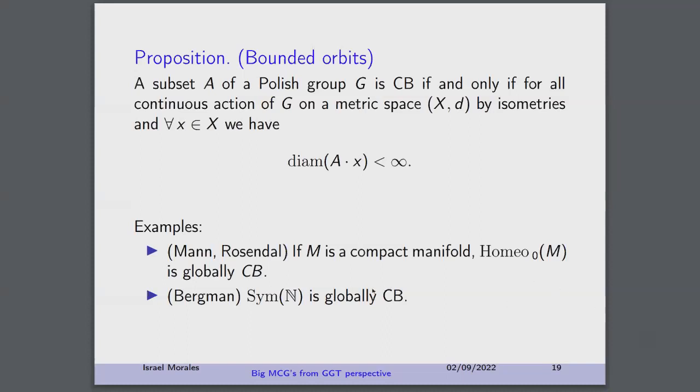This result becomes relevant after we know that there are groups of automorphisms that are globally CV, such as the connected component of the identity of the group of homeomorphisms of a compact manifold, for example, or the infinite symmetric group. The interpretation here is that it is impossible to study this kind of group from a large-scale perspective, because its action on any geometric space, in this case a metric space, has bounded orbits.